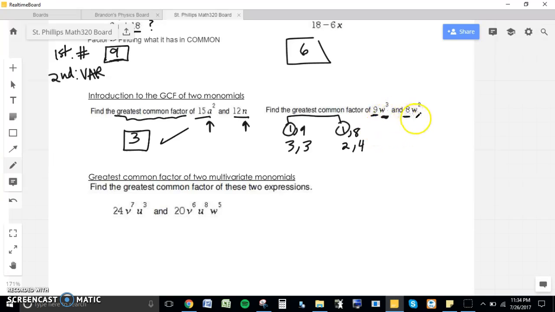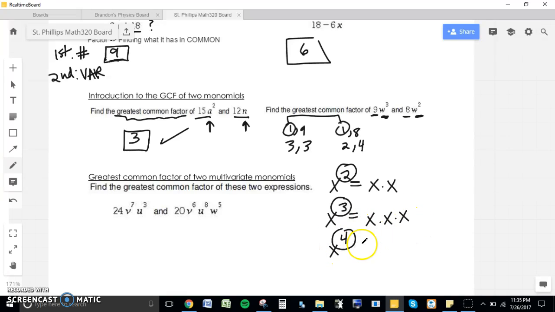Well, this is w cubed and this is w squared. It looks like those are two different things, but you have to remember what w cubed means. Whenever you have an exponent, it's telling you how many times to multiply. That's why when you see x squared, it's telling you to multiply x twice, x times x. If you have x cubed, we want you to multiply x 3 times. X times x times x. So on and so forth. X to the 4th, multiply x 4 times. And that's just the basic idea.